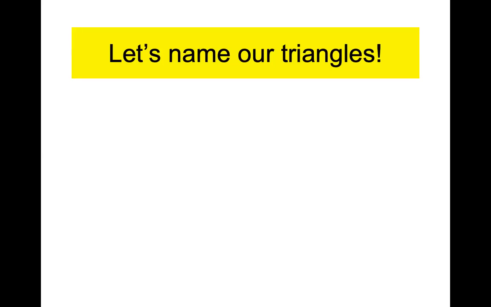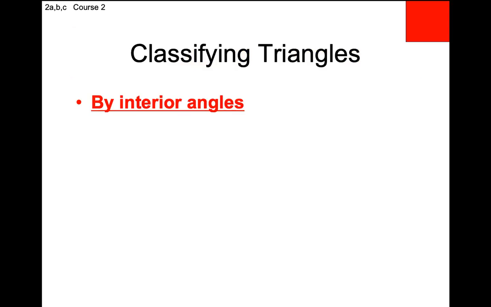Moving on. So let's name our triangles. It turns out that we name our triangles in 2 different ways: one by their side measurements and one by their angle measurements, sides and angles. So the first way we'll cover is by their angle measurements. By their angle measurements, we have 4 different types of triangles.